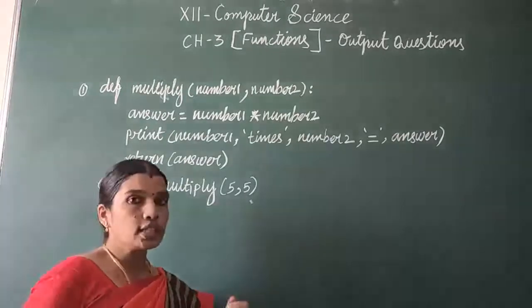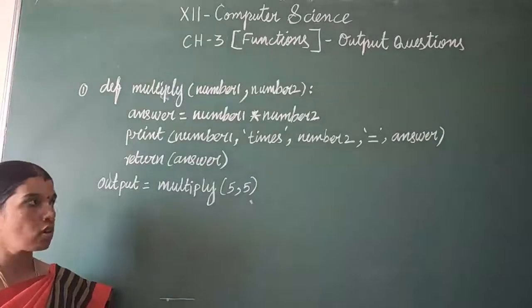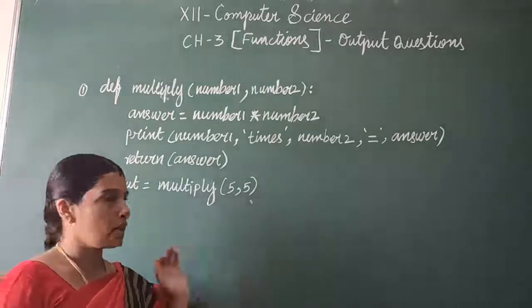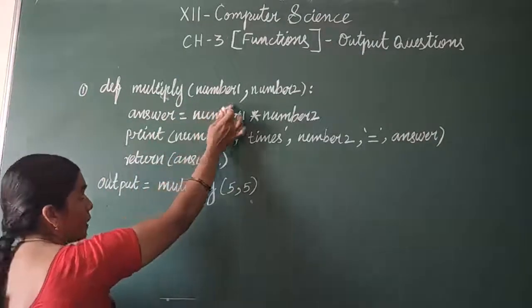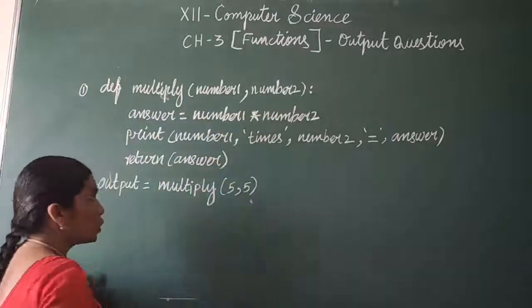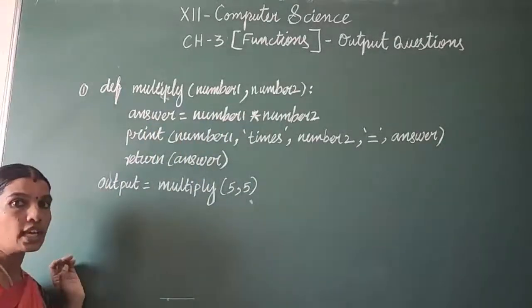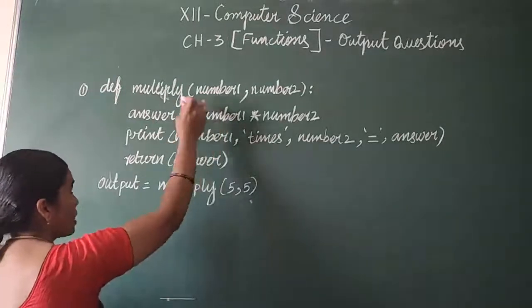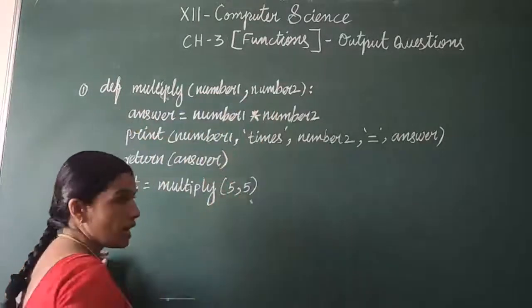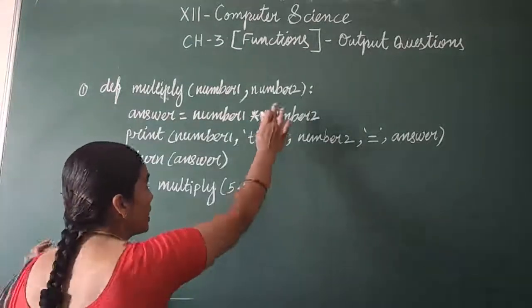Functions. So in this chapter, I am going to explain some output questions. Okay, let us see one by one. First question, def multiply number 1 comma number 2. Actually, this is the function definition. Totally we are telling this is the function definition. So this line is known as the function header.